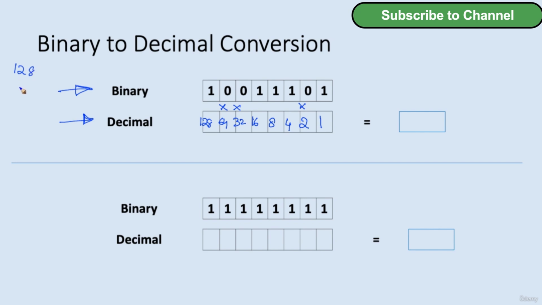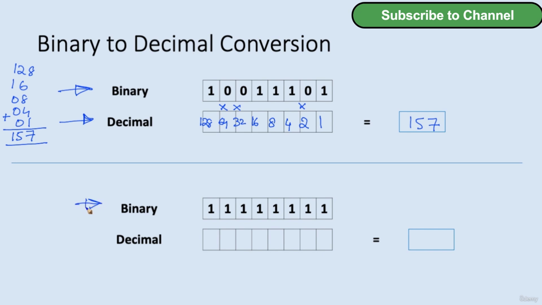128 and then 16 and then 8, 4 and 1. Altogether they are 157. So the given binary number is converted into the decimal number 157.